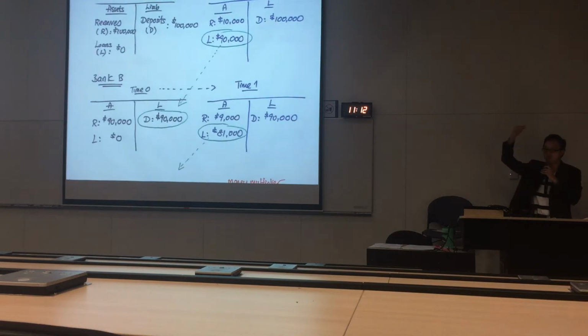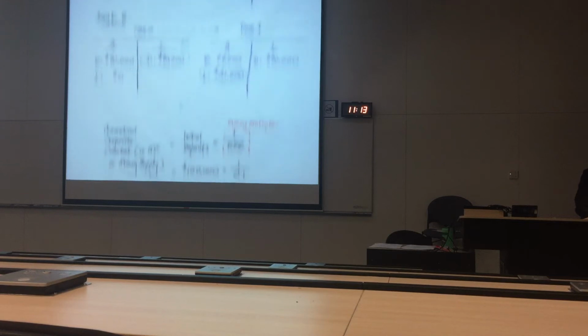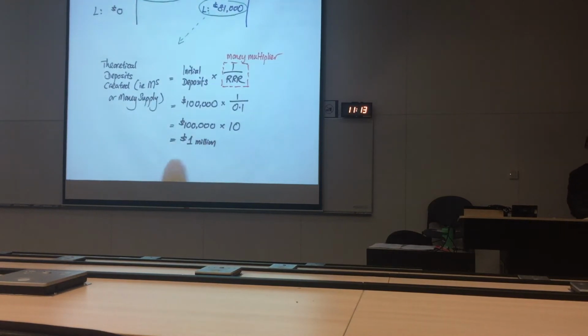So I have literally shown you in Excel, if we simulate this many rounds, you will be able to see how much money is created. You don't need to actually do the simulation like this, although they might require you to draw out the T accounts first. No? There's a formula. Please remember this formula.